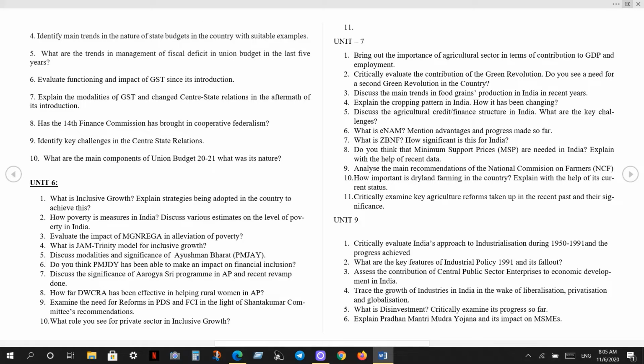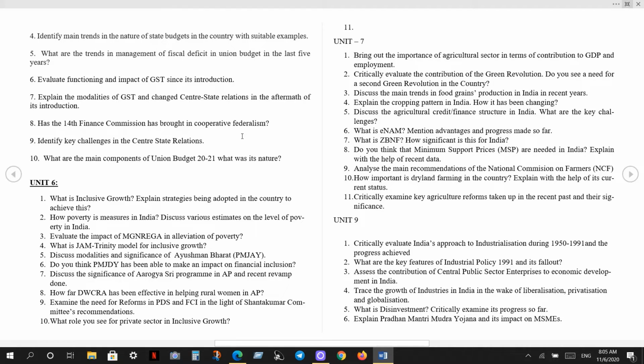So then GST, definitely one question is expected. Now a lot of things are happening in the GST post-COVID. There are issues between the central and the state. You effectively need to integrate it. Now first say what is GST, what are the slabs and what are the current issues, what is the way forward, like that. Then the 14th Finance Commission has brought in cooperative federalism.